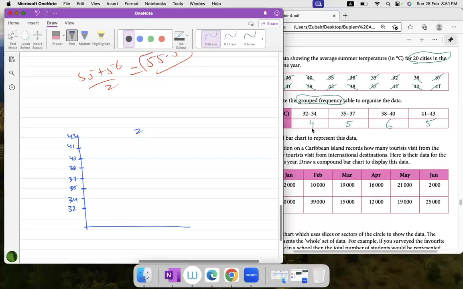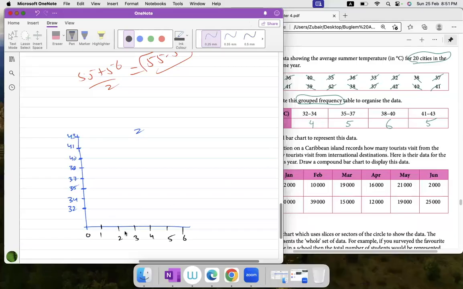And on the x-axis, this is 4, 5, 6, 5 something. So we always start with 0. This is 1, 2, 3, 4, 5, and 6. Trying maximum to get the same distance, same differences.